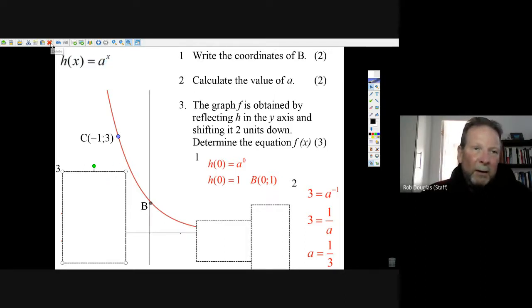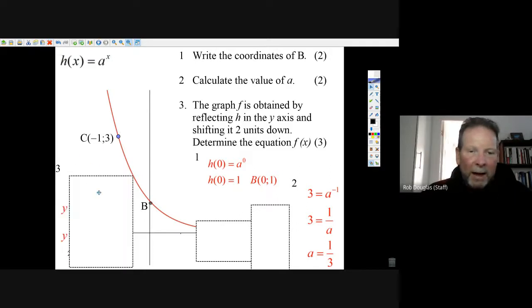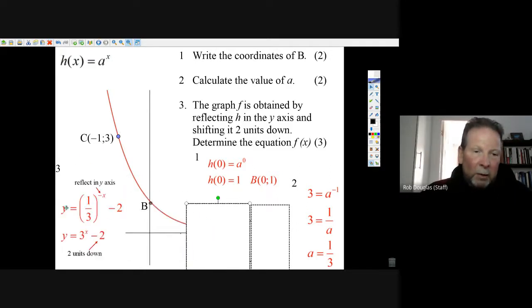And in fact, that's all you do. You just take that equation. Let's take a look at it. You just take that equation, f of x equals 1 over 3. Remember, we figured out a is 1 over 3. Instead of x, we make it minus x. That's called reflecting in the y-axis. So minus 1, everything would come over here, and it would go backwards like that.